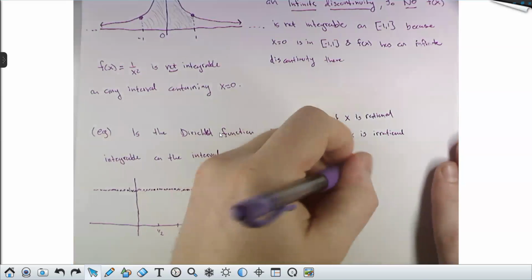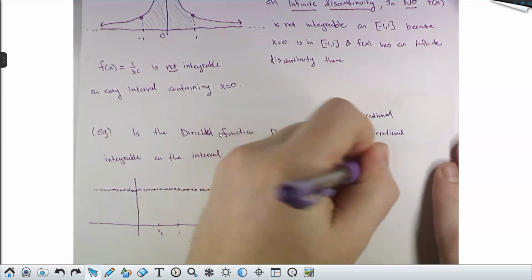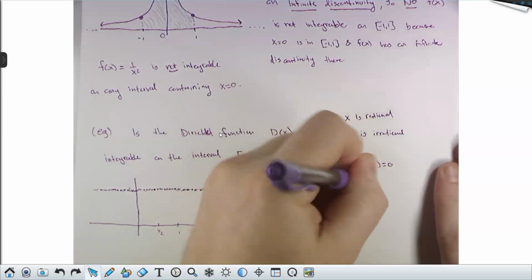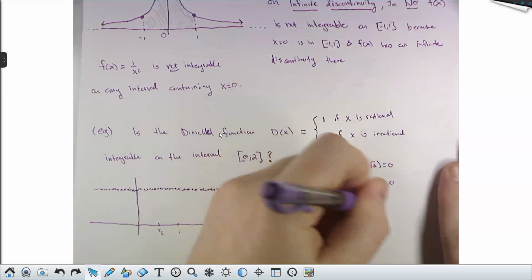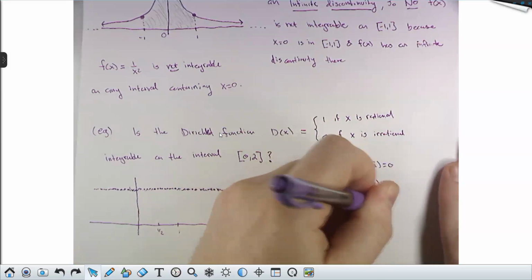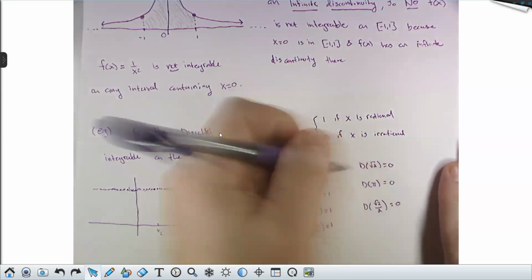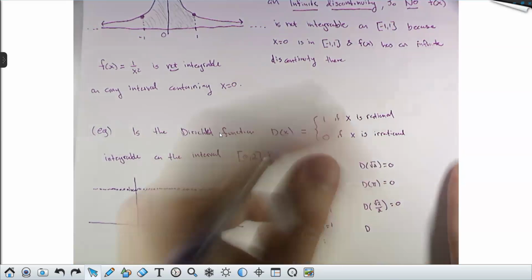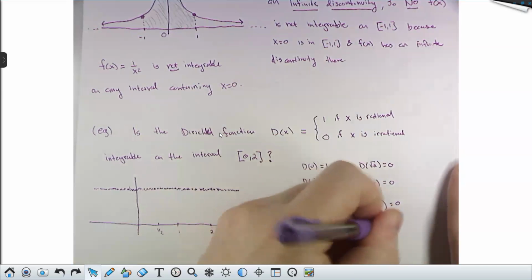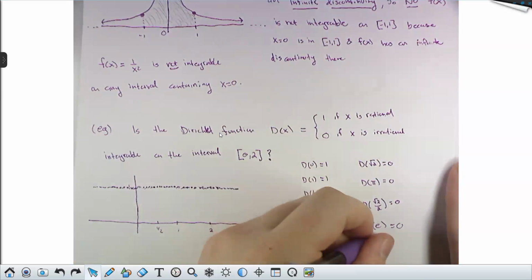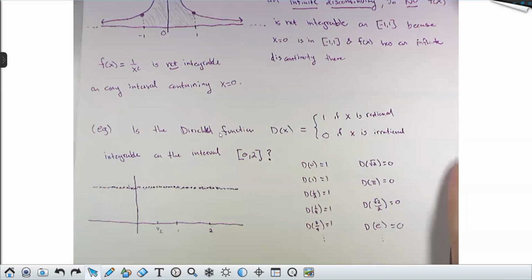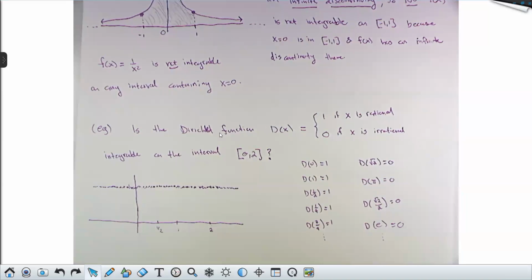However, D of the square root of 2 is 0. D of pi is 0. D of root 2/2 is 0. D of any irrational is 0, like D of e is 0. This is a fairly exotic function. It's weird, right? It's very weird.